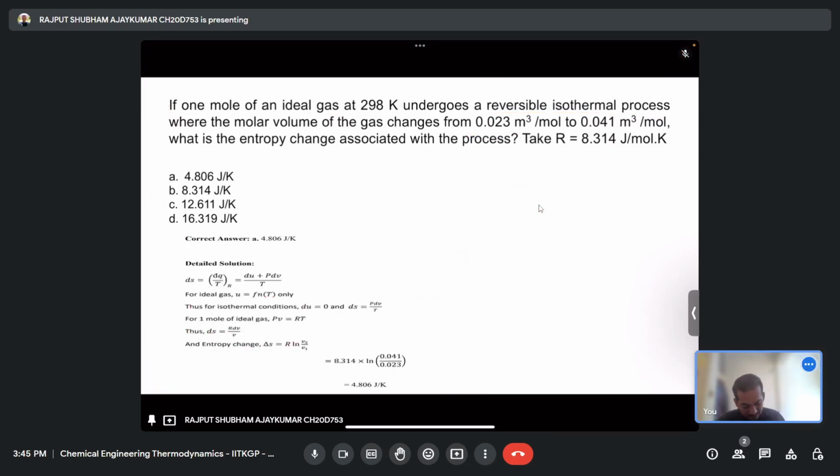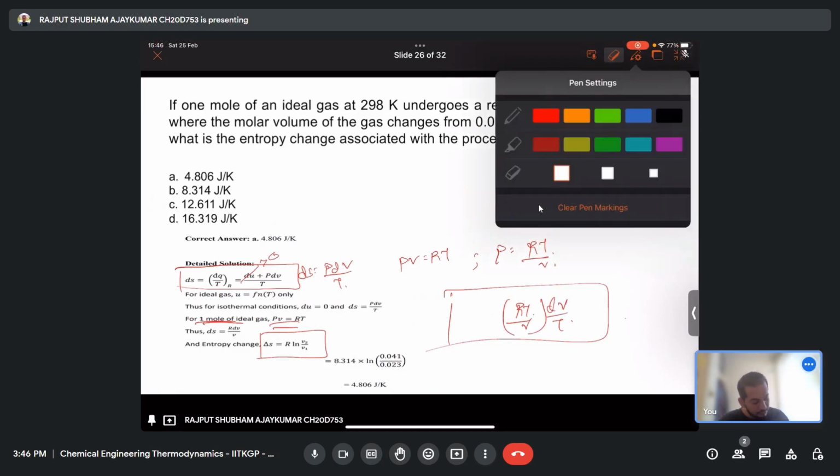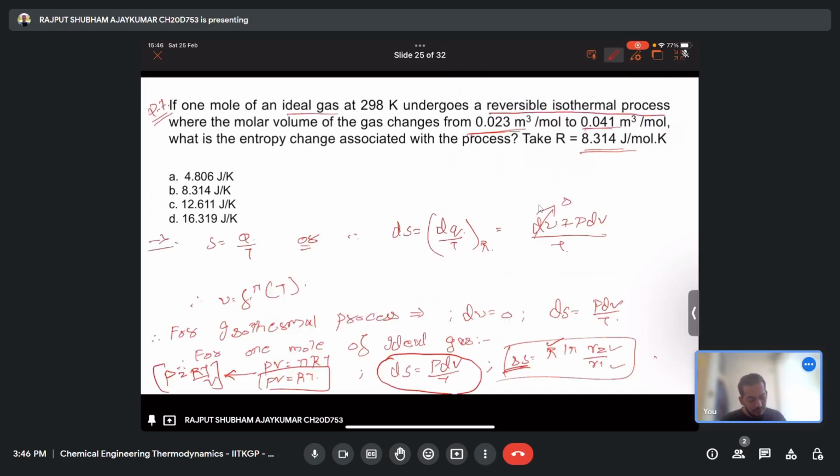So this is the thing that I mentioned up here. We take PV for one mole of an ideal gas, and you can derive this equation. You just have to put P equal to RT by V and partially differentiate. So dU will be 0 for an isothermal process. So it will be P dV by T and PV equal to RT. So put P equal to RT by V and partially differentiate. So dS will be RT by V dV by T. We have to do the integration of this equation. You will get it this way. Okay. And you have to put directly the values that have been given, that is molar volume 1 and molar volume 2. Okay.